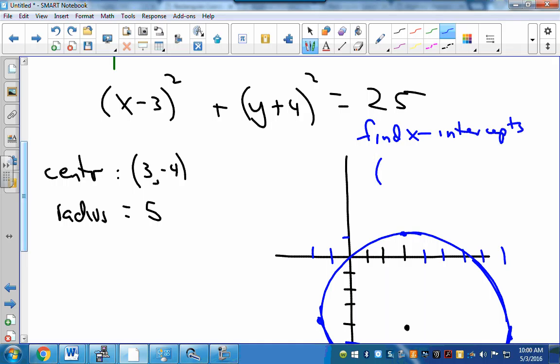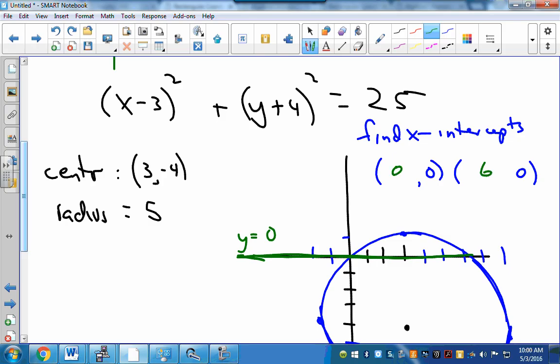Okay, so we know we have something, 0 and something, 0 for x-intercepts. Remember, y is equal to 0, so that's how you're doing it. This is y equals 0. Okay, so find the x-intercepts. The 2 numbers are 0 and 6. Okay, 0 and 6. So that goes pretty quickly.